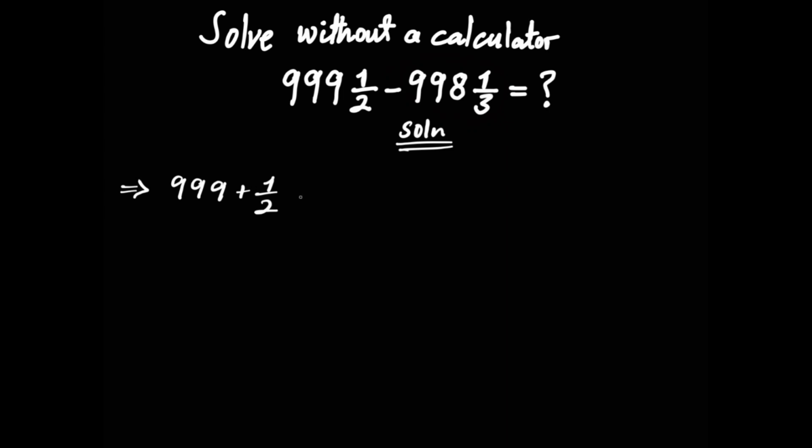The second term will be negative. Then we open a bracket, 998 plus 1/3. We can also split it into that form. Then our next step is going to be to distribute the negative sign outside the parenthesis into the parenthesis. Let's write down the terms.